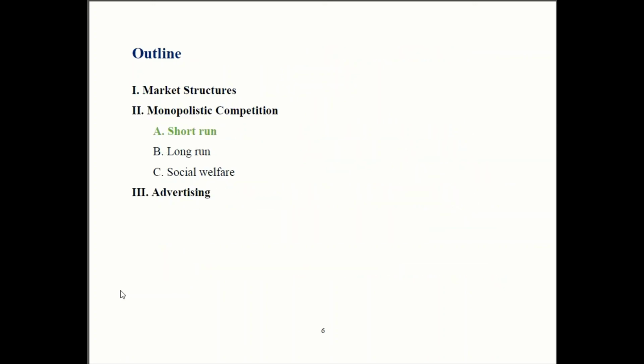So that's how the market structures work, and that's what monopolistic competition is and is not. Let's stop here, and we'll have another episode up shortly about the short run, the long run, and social welfare.